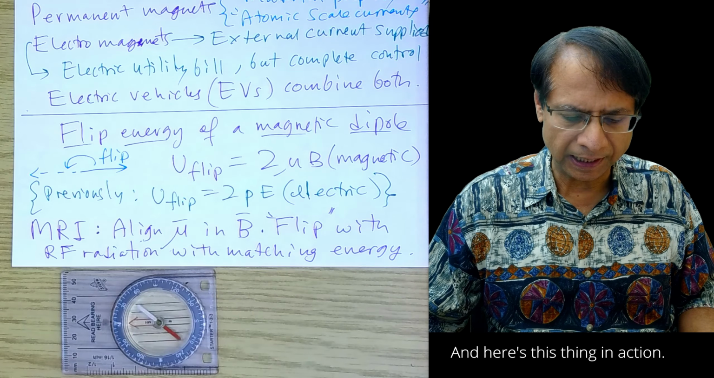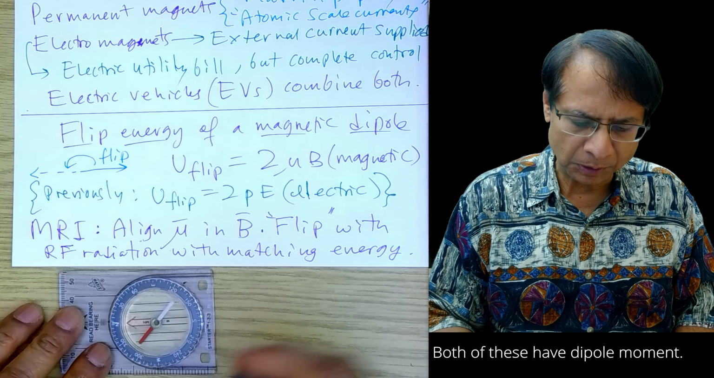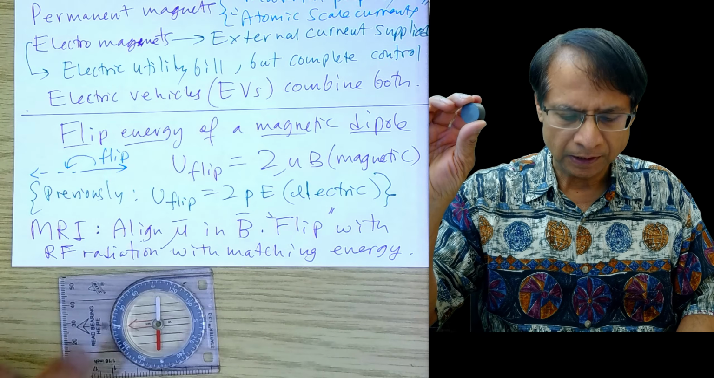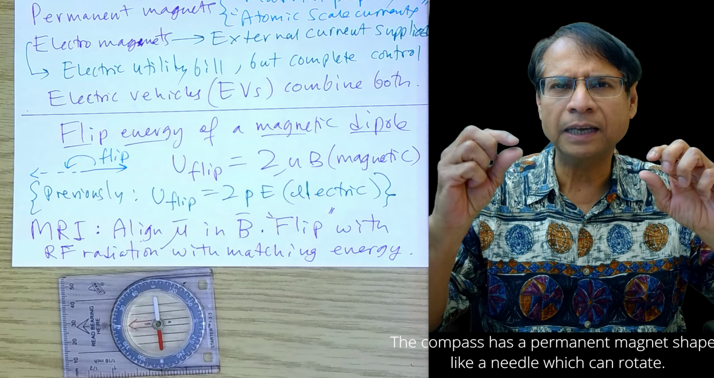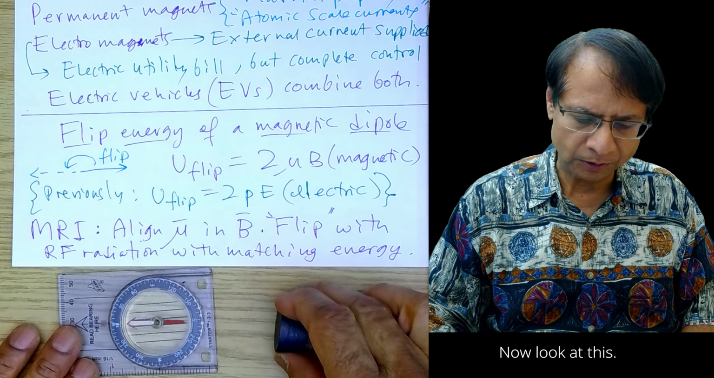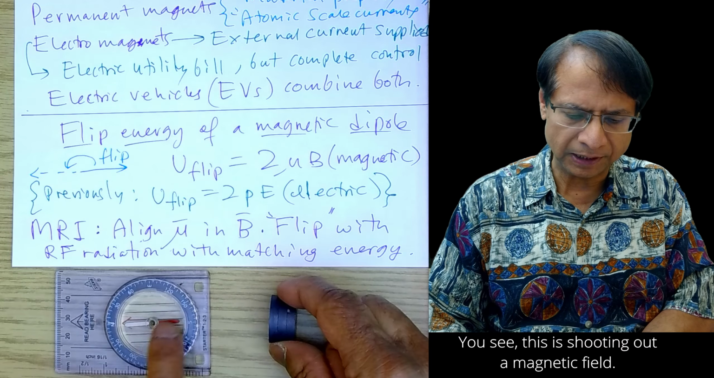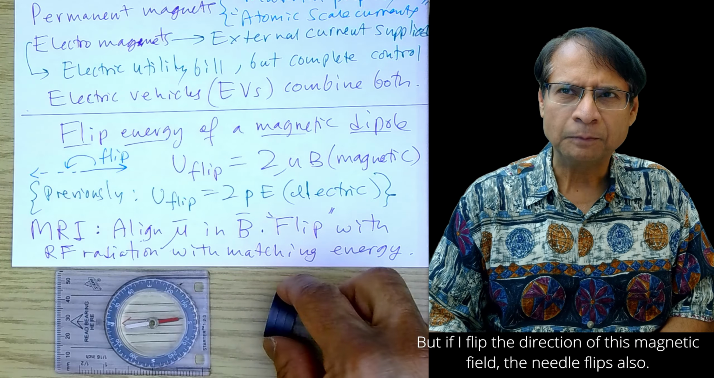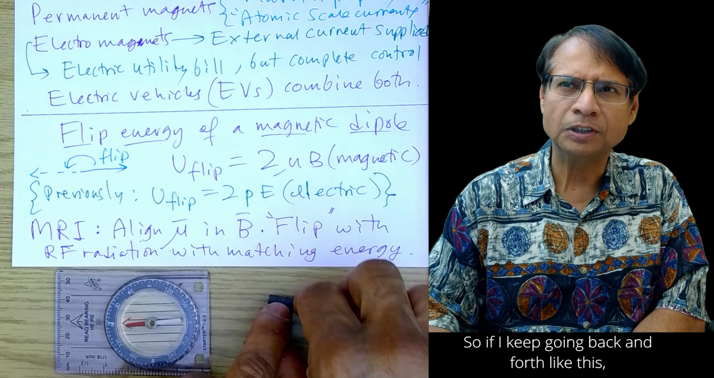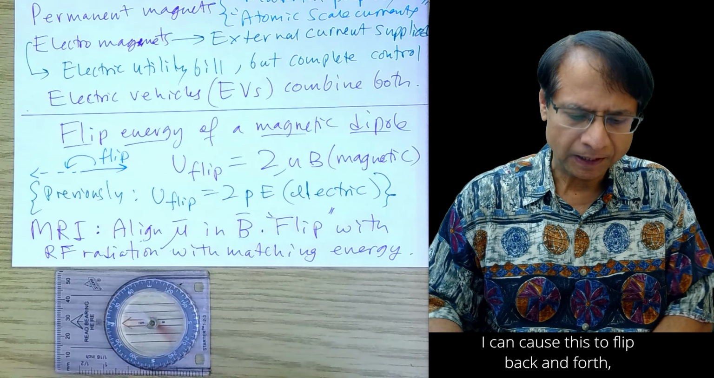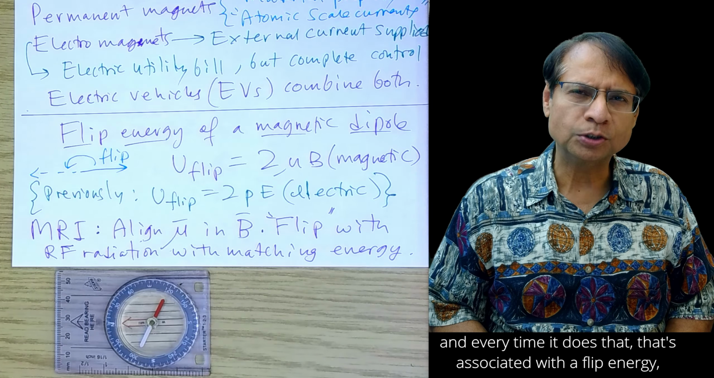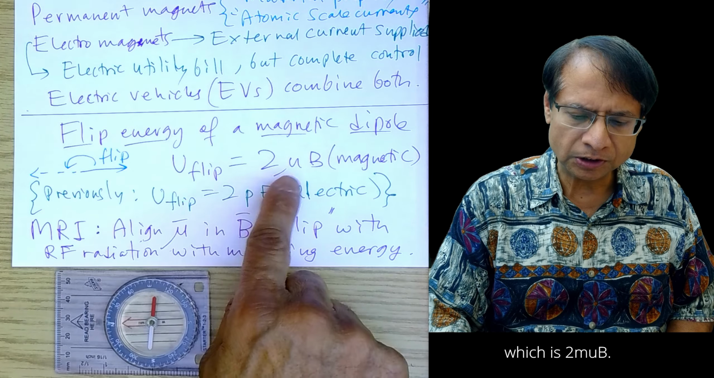And here's this thing in action. Both of these have a dipole moment. This is a compass and this is a permanent magnet. The compass has a permanent magnet shaped like a needle which can rotate. It's sitting on a fulcrum, kind of. Now look at this. You see this is shooting out a magnetic field. This needle aligns with it. But if I flip the direction of this magnetic field, the needle flips also. So if I keep going back and forth like this, I can cause this to flip back and forth. And every time it does that, that's associated with a flip energy, which is 2 mu B.